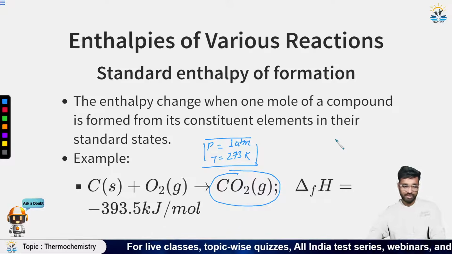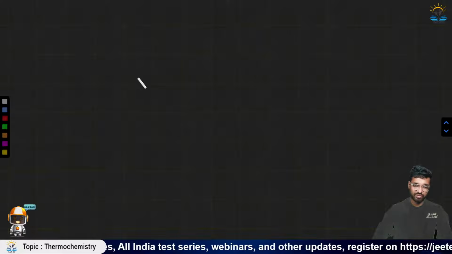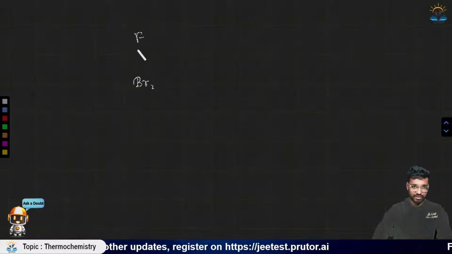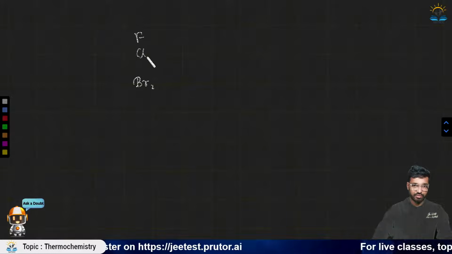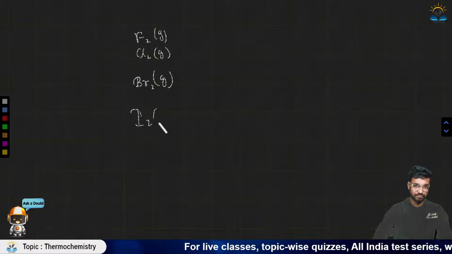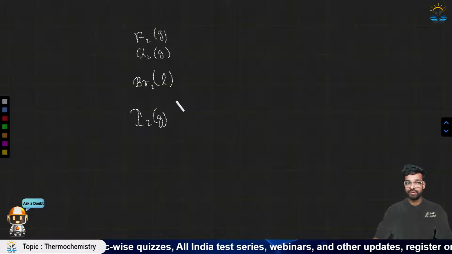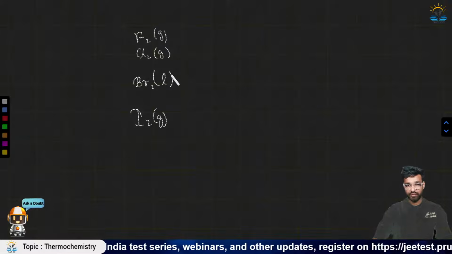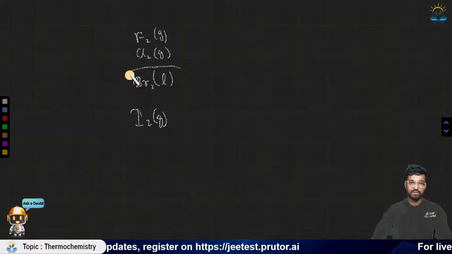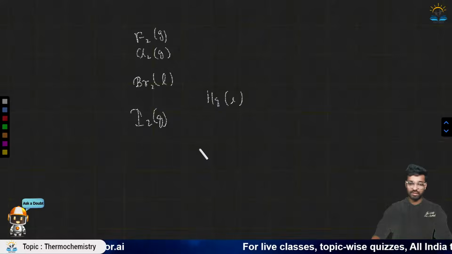Some peculiar examples are not in the simpler way, so you shouldn't often get caught in that. The first one is bromine. All the halogen gases like fluorine, chlorine, these are taken in the gaseous state, and iodine also. But bromine is taken in liquid form. We know very well that bromine is formed in liquid form. Similarly, for mercury also we take the liquid one. So this is the peculiar case.